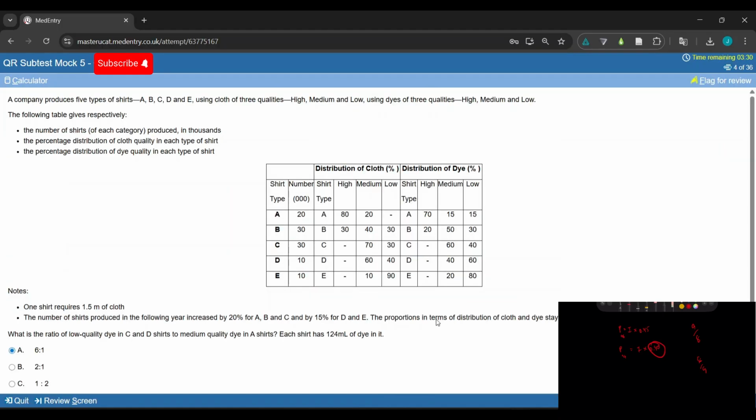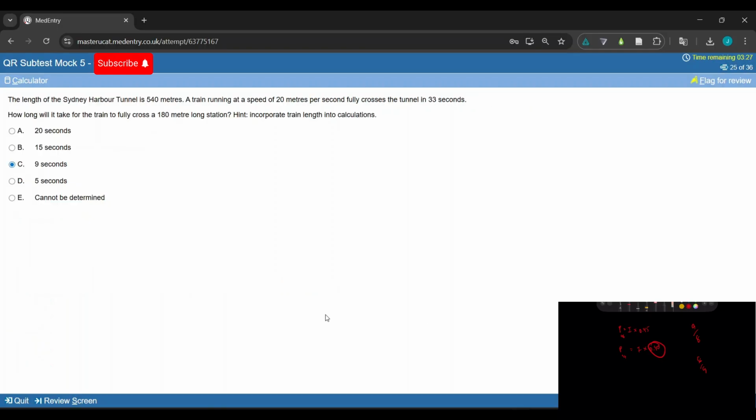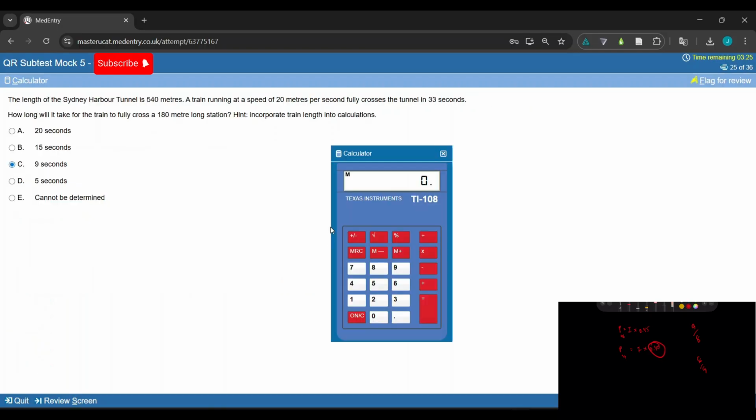Okay, so some of the flagged ones. Yeah, okay, I think that will be fine. So this one fully crosses the tunnel in 23 seconds. So add that to the 180 and divide it by 20. I want to take the train to fully cross. Oh no, this is what I have to do. I figured out what I have to do. 20 times 33, subtract 540, add 180, divided by 20. Yeah, 15 seconds.